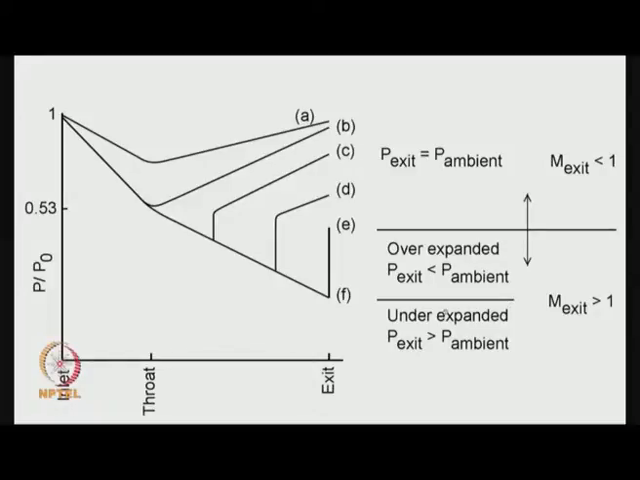At this location the exit pressure becomes equal to the ambient pressure. Now I can continue to lower the pressure even more, and if I do that, then you can see that the flow becomes under expanded. Now the exit pressure is actually more than the ambient pressure and the jet is under expanded, which is the same as what we saw with the convergent nozzle.